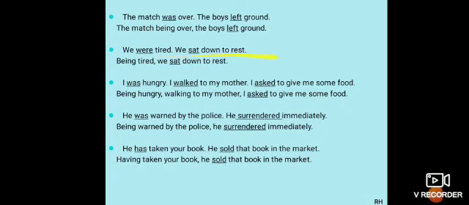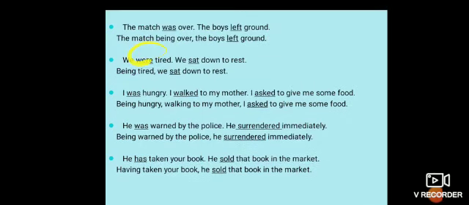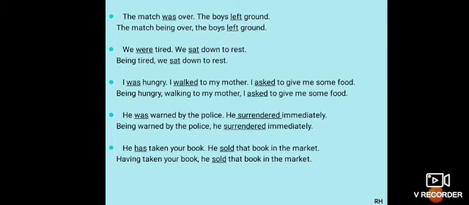Next, we were tired, we sat down to rest. So were is the first finite verb, sat is the second finite verb. Now we and we is common, so the first we I can cut. Because it is am, is, are, was, were, I'll put being. So: being tired, comma, we sat down to rest. Change the full stop to a comma and capital W to small w, and at the last you put a full stop.